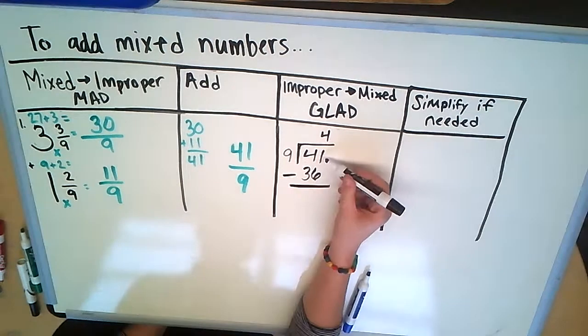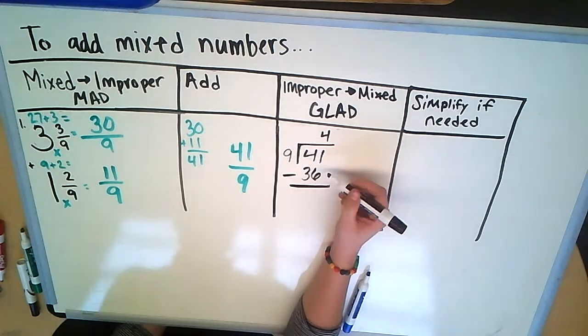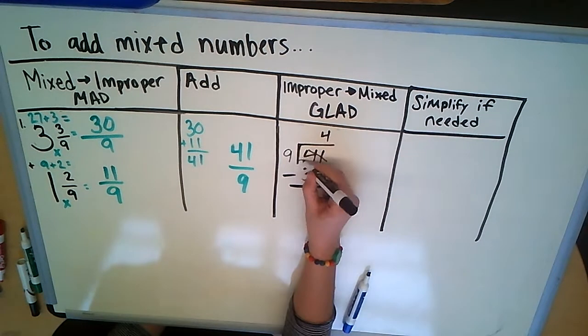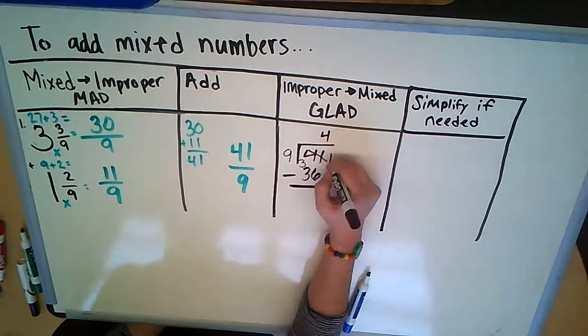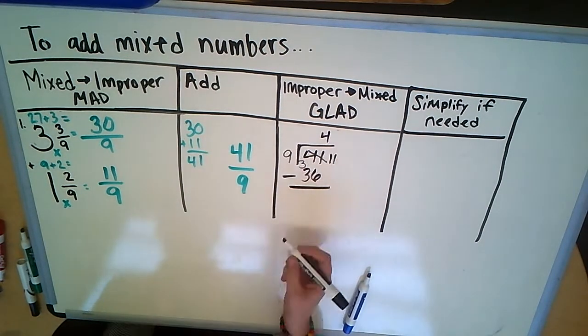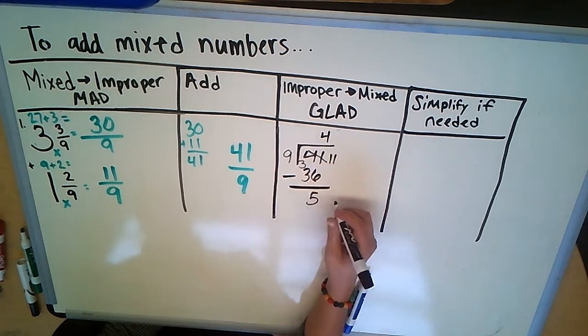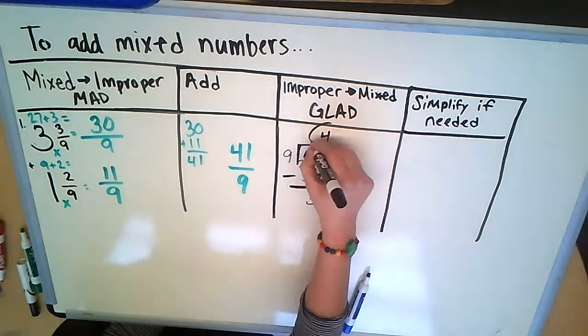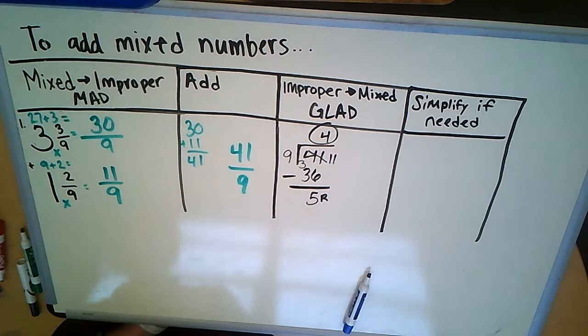We can't take 6 away from 1, so we need to borrow. This becomes 3, and this becomes an 11. 11 minus 6 is 5. And this is our remainder, and I'm going to circle that number there at the top.